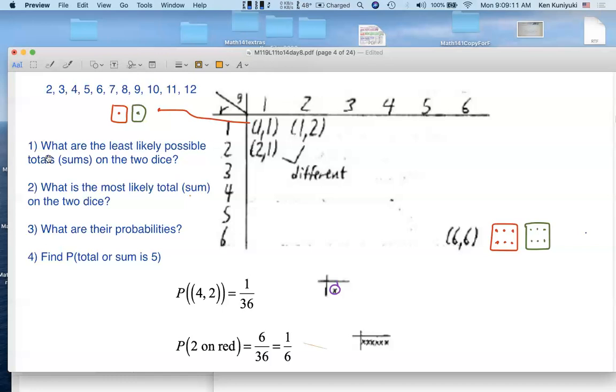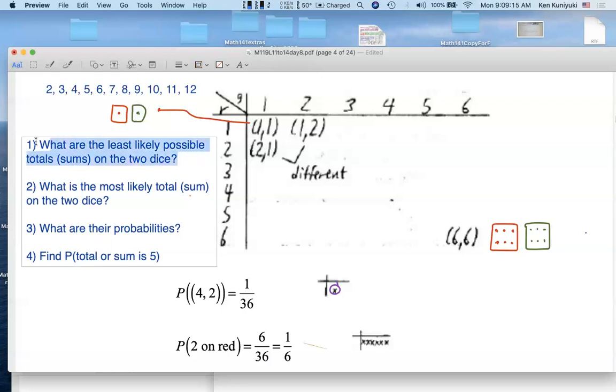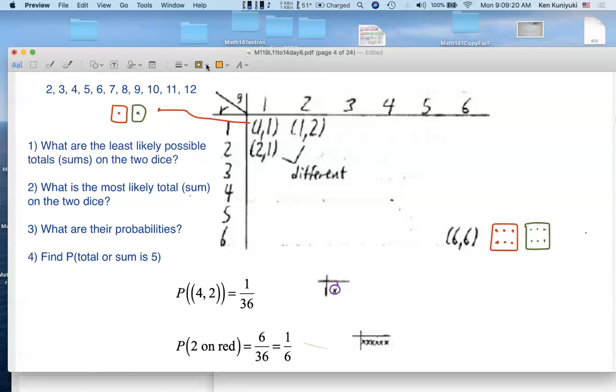All right, question number 1. What are the least likely possible sums or totals on the 2 dice? In this corner over here, 1 plus 1 is a measly 2. That's when you get snake eyes. Snake eyes represents the one possible way of the 36 that you can get a 2. And by the way, the corresponding probability is 1 over 36.